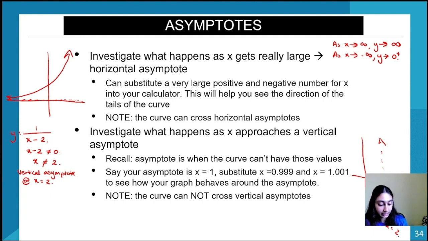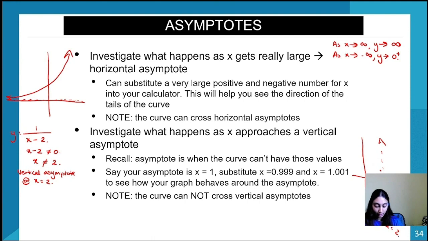So I'm going to take a look and see what will happen if I substitute just left of 2. So like 1.99999. So we'll go 1 on 1.99999, which gets me to like 0.5. Okay. So at x is equal to 1.99999, I'm getting 0.5, which I'll put over here.